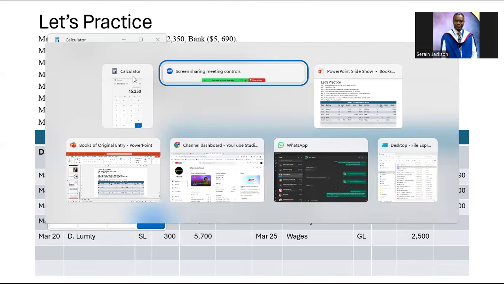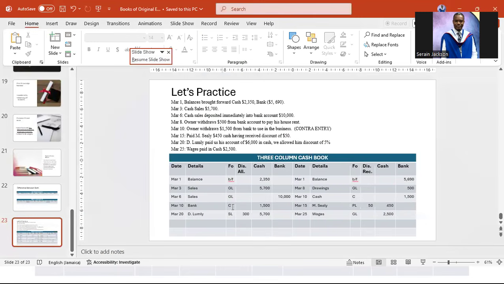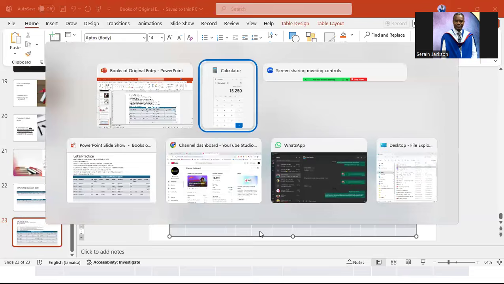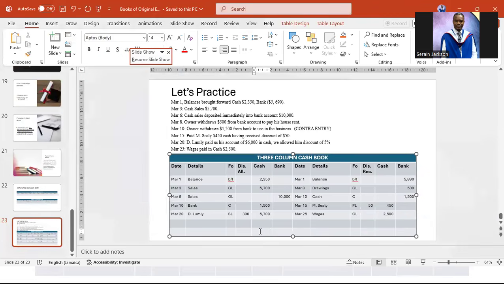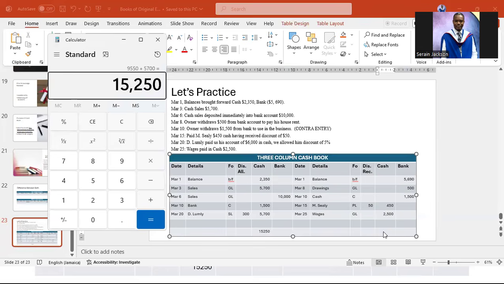So you can go ahead and jot it down somewhere, right? 15,250. You just jot it down somewhere because you don't want to forget. So let's go and add up now the credit side.